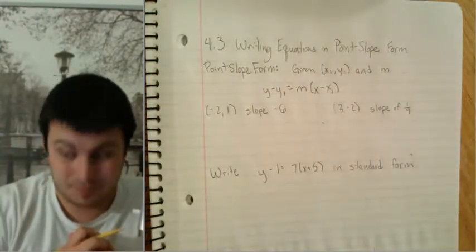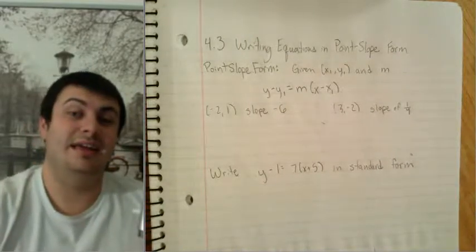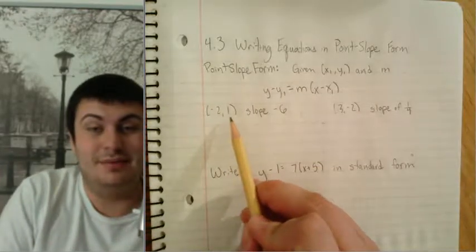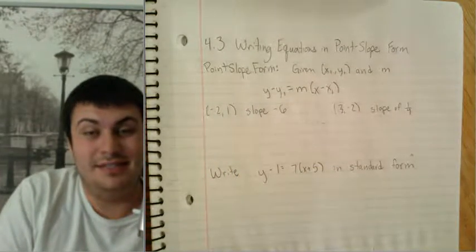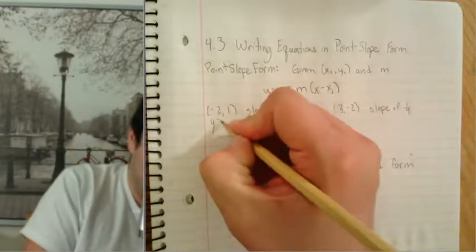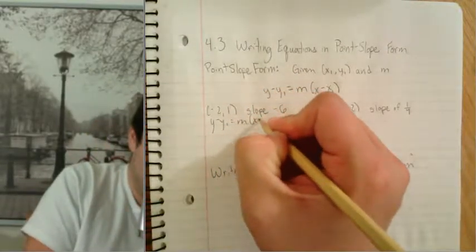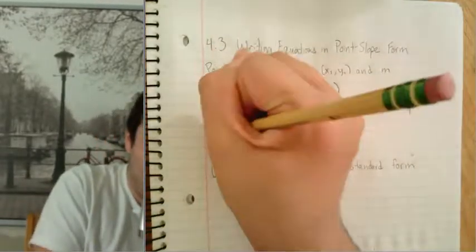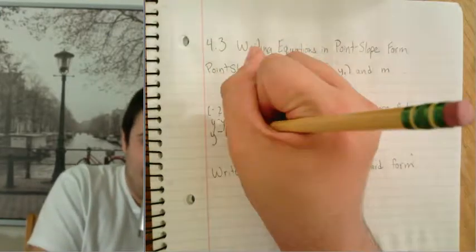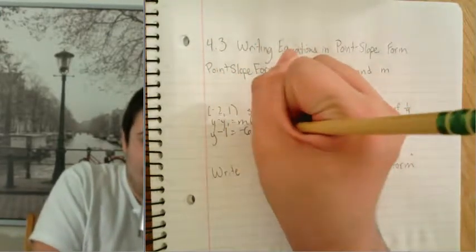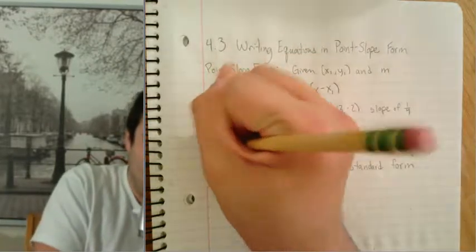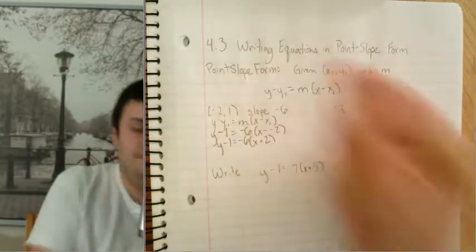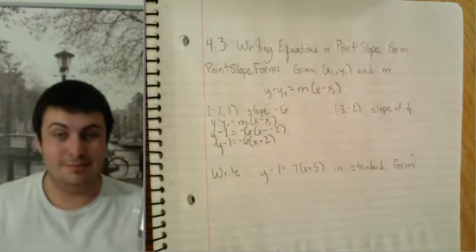So we are going to graph and write an equation for a line that goes through the point -2, 1 and has a slope of -6. So if I take y minus y1 equals m times x minus x1, let's plug in what we know. My y1 is 1, m is -6, x minus -2, or I could say y minus 1 equals -6 times the group x plus 2. There's my equation in point slope form.